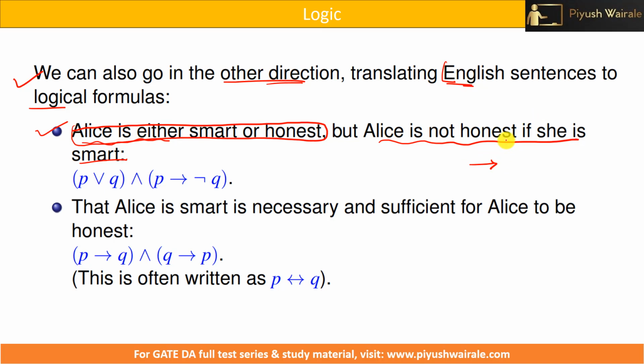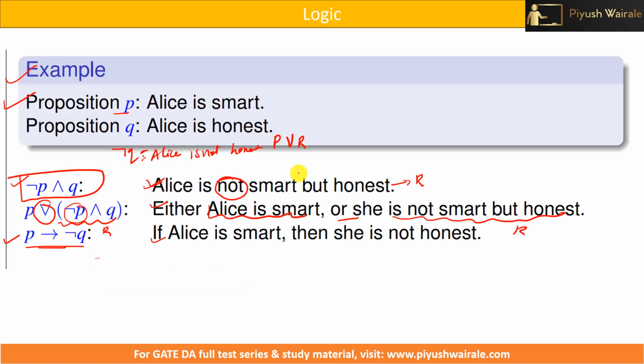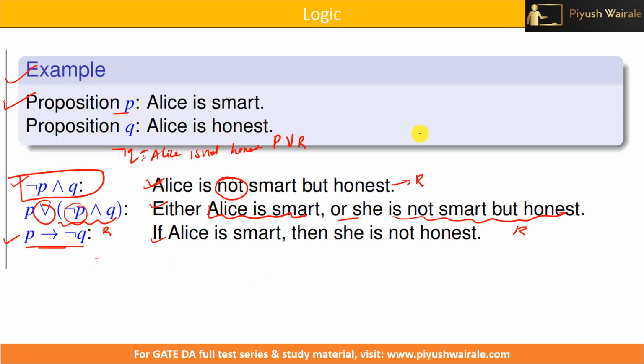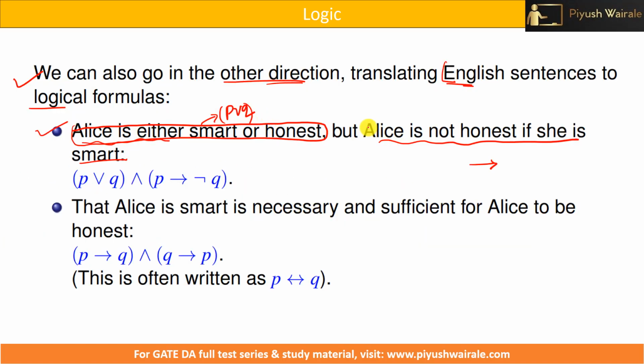But which parts are those? P or Q first. Alice is either smart or honest. So what is P here? P is Alice is smart and Q is Alice is honest. So from this I can say P or Q. But Alice is not honest, and here it is Alice is honest, so that is basically negation of Q. So this part gives me negation of Q.